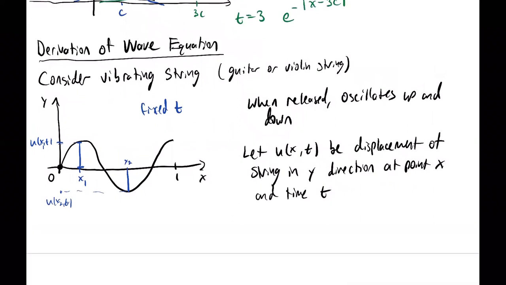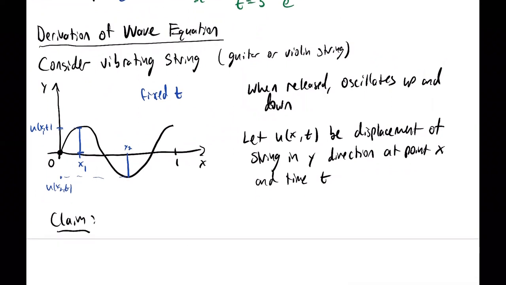So what is the claim? The claim is that u is a solution to what we call the wave equation. If I take the second derivative of u with respect to t, this has to equal some constant c squared times the second derivative with respect to x of this function, where c is a constant. This is what we'll show.